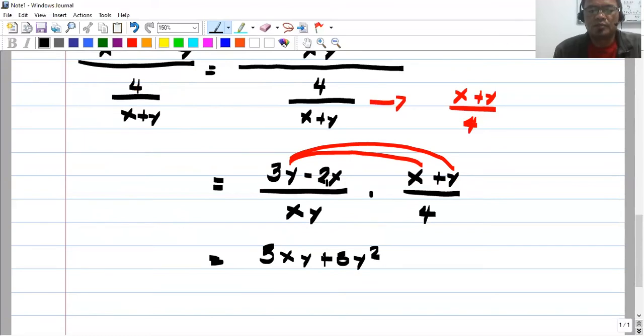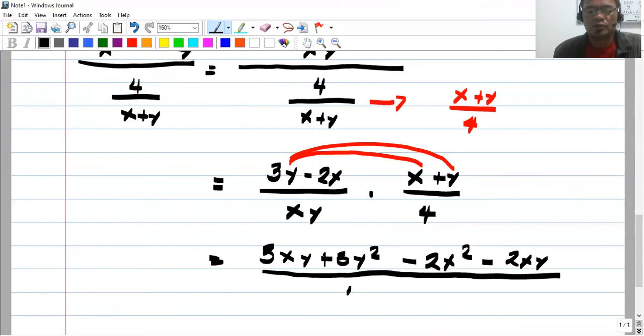And then negative 2x times x is negative 2x squared, and negative 2x times y is negative 2xy, all over 4 times xy.